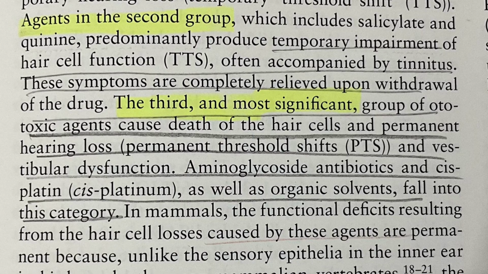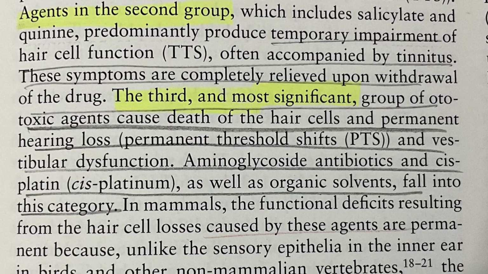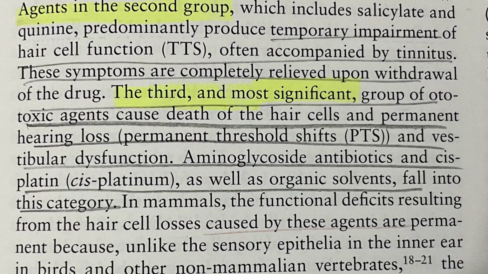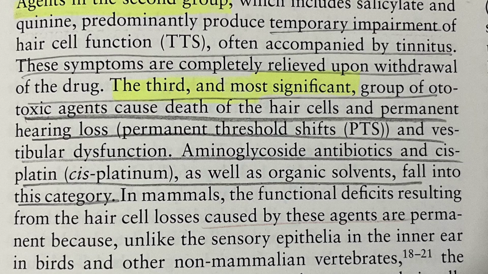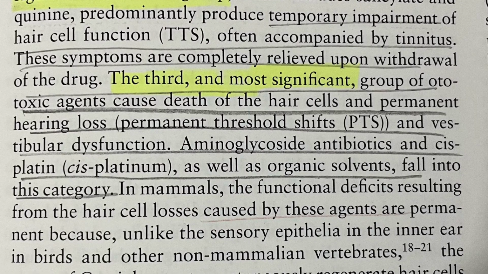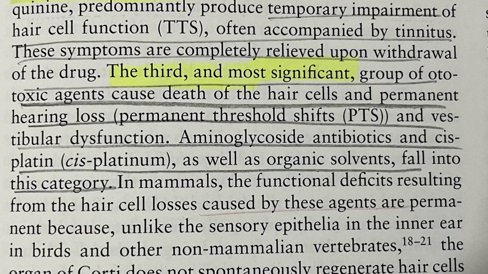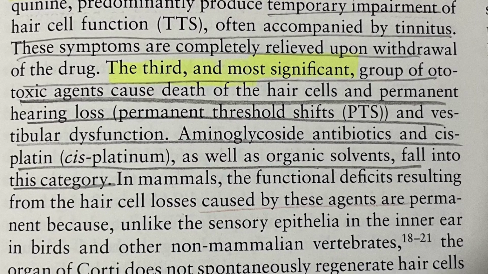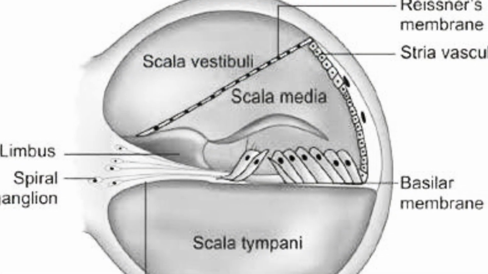Now, the most critical group, drugs causing permanent hearing loss. Aminoglycoside antibiotics, like gentamicin and streptomycin, and anti-tumor agents such as cisplatin fall into this category. They kill hair cells in the cochlea, leading to irreversible damage and vestibular dysfunction. Industrial chemicals like toluene also have this effect. Why is this damage permanent? Mammalian hair cells don't regenerate.